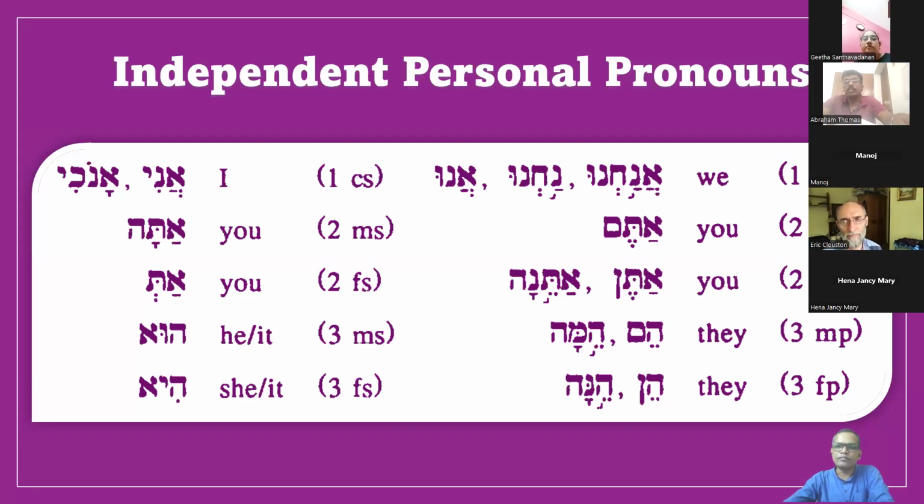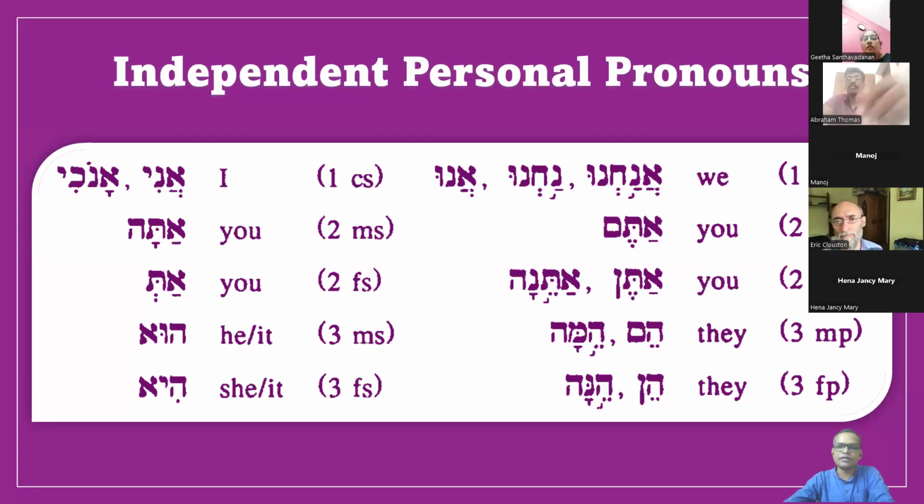Now the plural forms, Anachnu, Nachnu or Anu. Any of these forms will appear. So there are three variants, in the same way that in the first common singular you have Ani or Anoki. Anachnu, Nachnu, Anu, meaning we, which is first common plural.